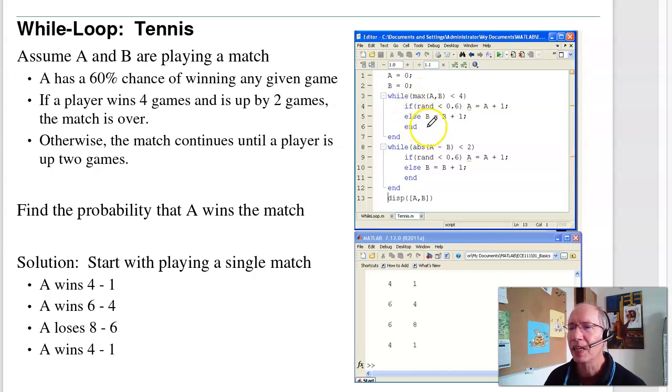Once I kick out, I'll have another while loop. If I haven't won by 2, keep playing. So as long as the absolute value of A minus B is less than 2, keep playing until the absolute value of A minus B is not less than 2. So if I run this, hit the green arrow, I see that A wins 4-1, A won 6-4, A lost 6-8, A won 4-1. That's a single match.